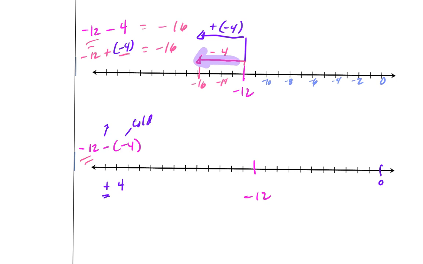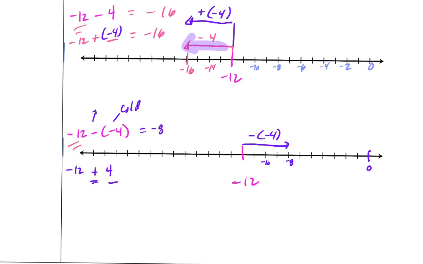Okay, so we're adding heat, that's a positive. So we're going to go negative 12 plus 4. So we're going to add 4, which means we're going to go this way 4. And so that means this is negative 10, this is negative 8. So when we add positive 4, we're going to get to negative 8. So this equals negative 8.